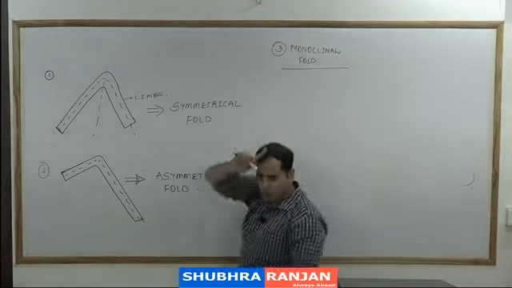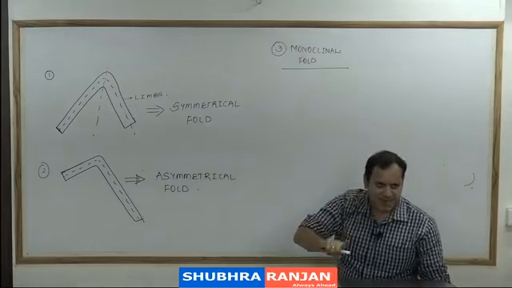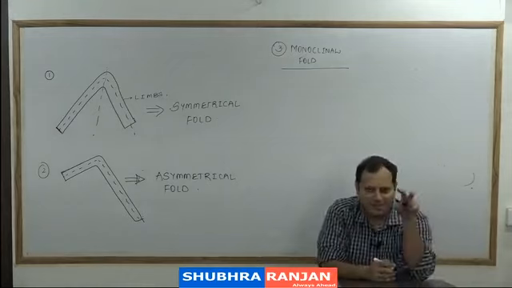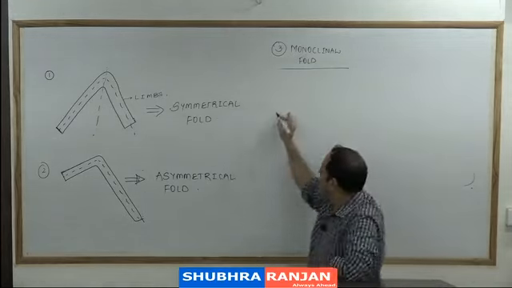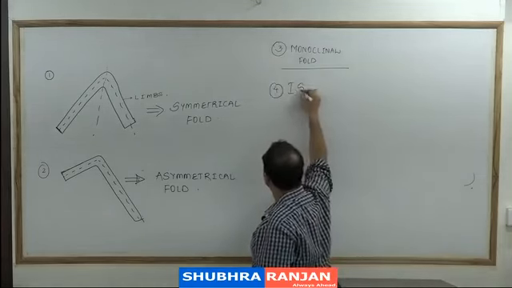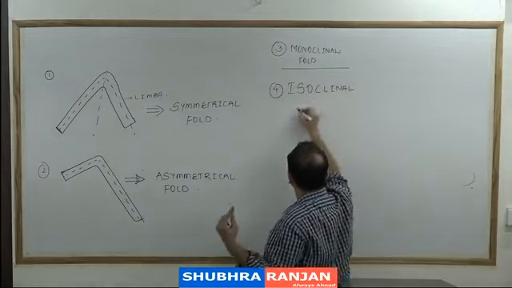Mono means one. So if one limb is steep while the other limb is gentle, we will say it is a monoclinal fold. After this comes isoclinal: if both the limbs are steep, it is isoclinal. Iso means two.